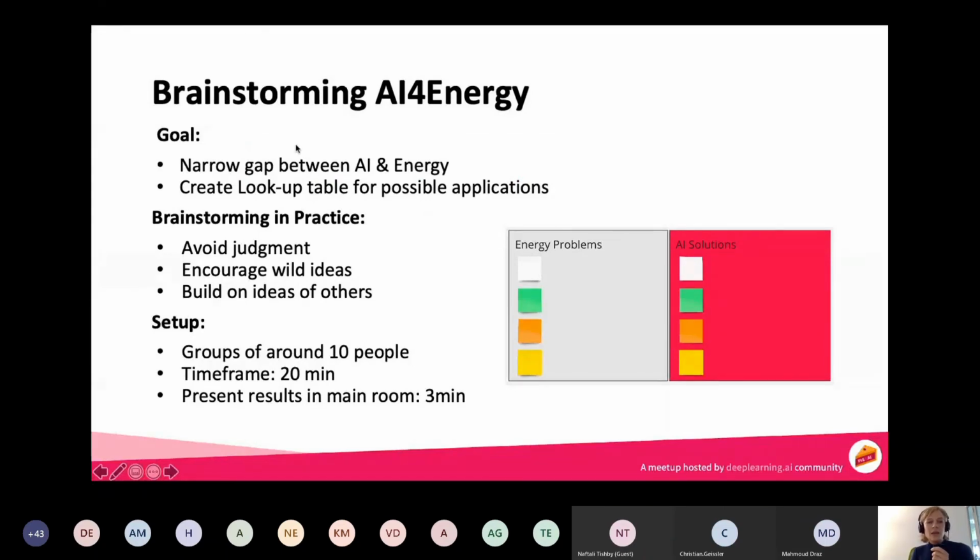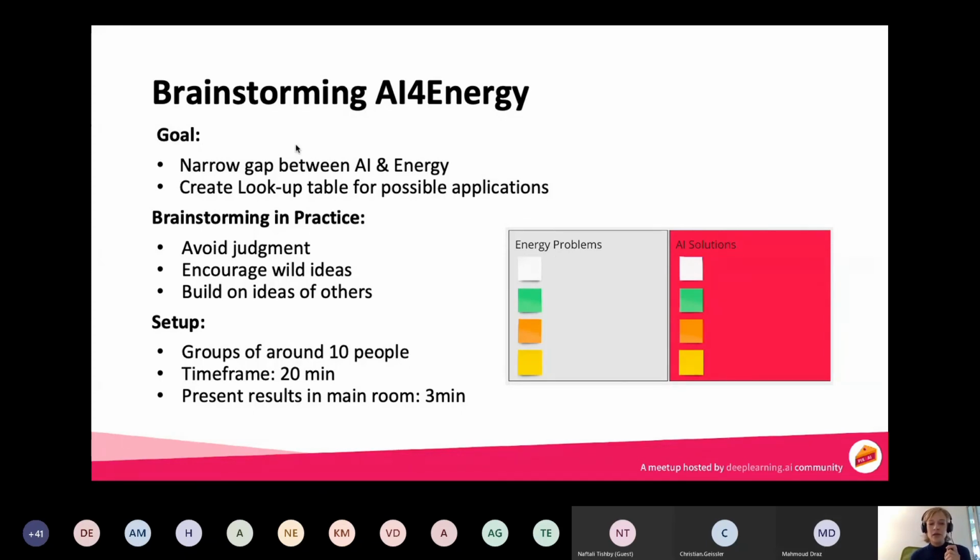Right, so we have planned a small workshop session right now. It's going to be short in time, so fast-paced. It's going to be mainly brainstorming, like Mahmoud was already saying. It's supposed to narrow the gap between AI and energy. So hopefully we create in the end a lookup table for possible applications of AI solutions within the energy sector. Just in general, for brainstorming, we want to avoid judgment. We encourage wild ideas, so just get everything out you want to share, and we also want to encourage you to build on ideas of others.